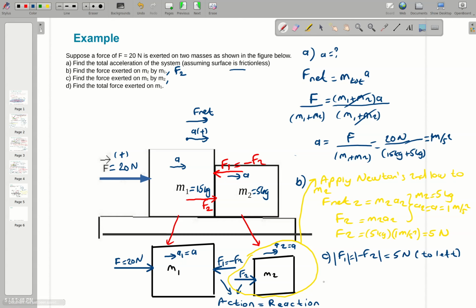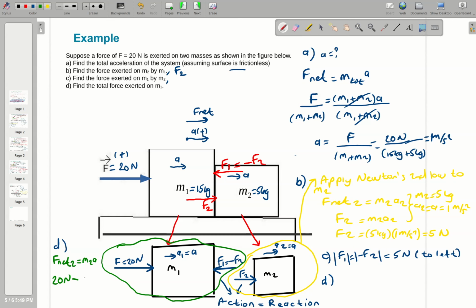All right, D. Find the total force exerted on M1. If I look at M1 here, I'll solve D here actually. I'm going to separate my M1. Remember, we are separating the object that we are interested in. What are the forces? F net 1, I'm going to call that. That's M1 A. And F net 1 will be 20 Newton. That's all I'm looking for here.